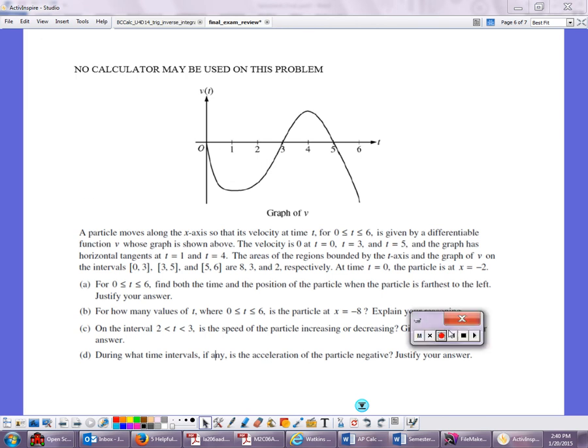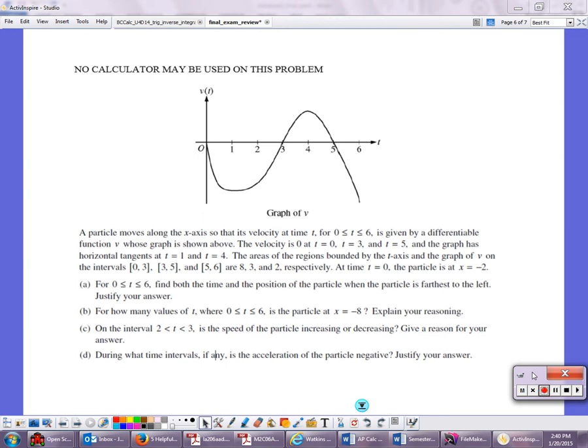All right, this is the no calculator FRQ. I'm going to try to do this all in one shot. This problem is very much just a conceptual understanding of the relationship between derivatives and integrals and antiderivatives, and paying attention to detail. That's the other thing.